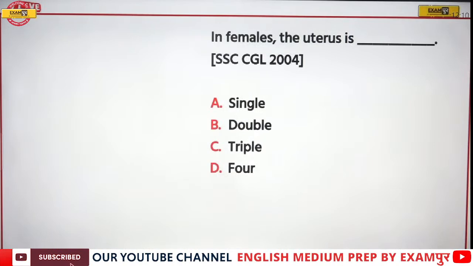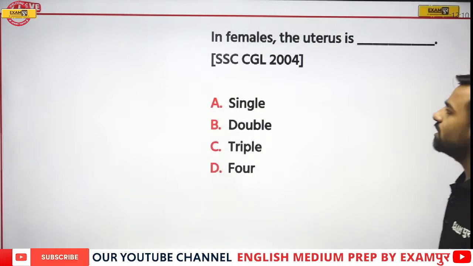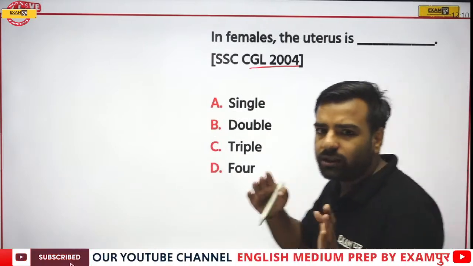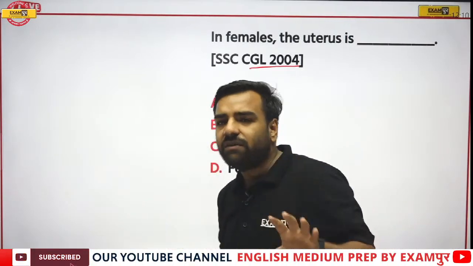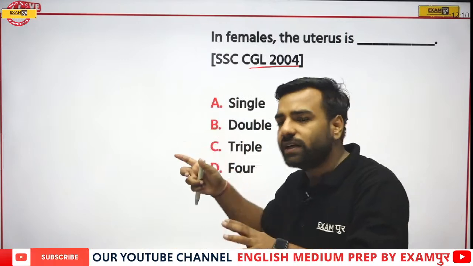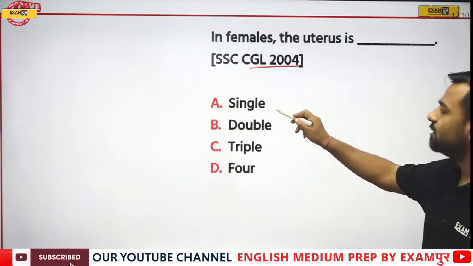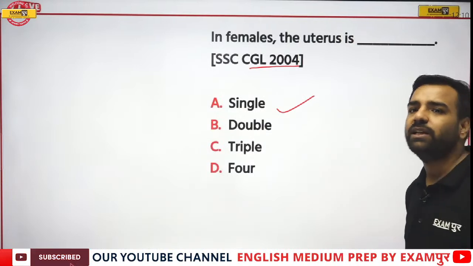In females, the uterus is dash. So this question is from CGL 2004. Now they are asking about the total numbers. Fine. So whenever we'll talk about the females, it's very obvious that if we'll talk about the uterus, it's single. So yes, option number A is going to be the correct answer.